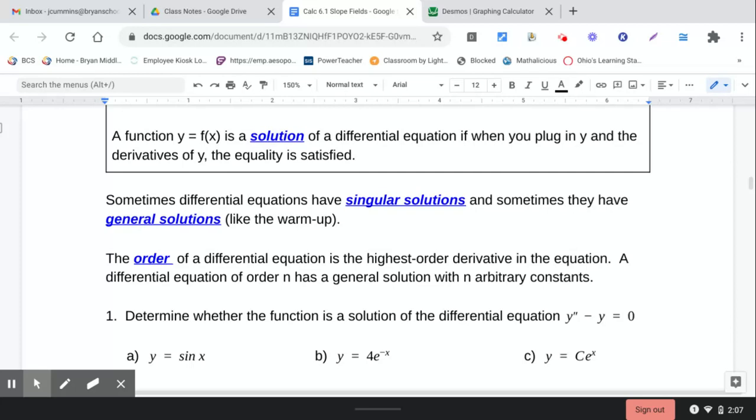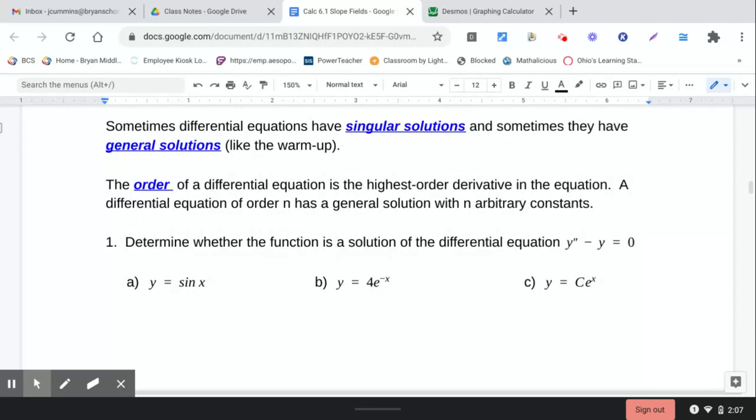And one other vocabulary term is the order. The order of a differential equation is the highest order derivative. So if it has a second derivative in it, then it's order 2. Or if it has a third derivative, it's order 3. Whatever order it is, that's how many constants there will be. So C1, C2, and that type of thing. So let's take a look at a couple examples.